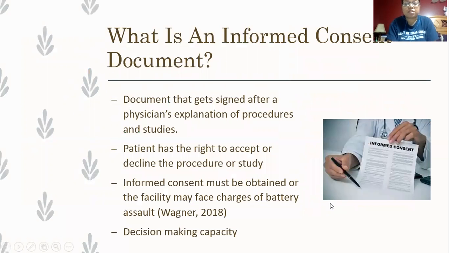But what is an informed consent document? An informed consent document gets signed after the doctor gives an explanation of what the treatment is, or in this case, what the research study is. The patient has the right to accept or decline the terms and risks of the procedure and the study. Informed consent must be obtained, or the facility can be charged with battery or assault. The patient has to be in a decision-making capacity, or a family member may be able to sign the document for them.